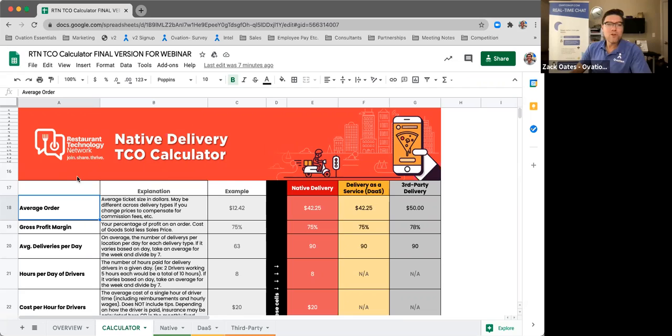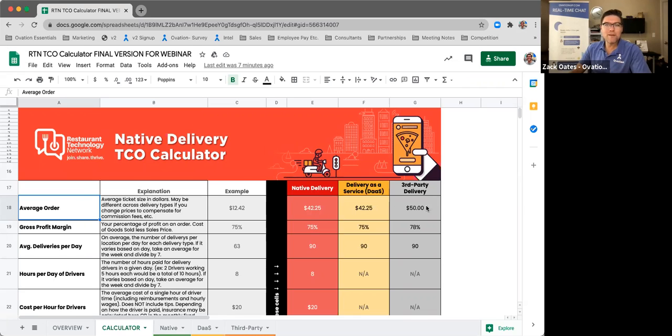Okay. So going over to the calculator tab, what you're going to be seeing here are the variables on the far left, the explanation, followed by an example that is not meant to be edited, and then the section that is meant to be edited. So we have the native delivery, delivery as a service, and third-party delivery.